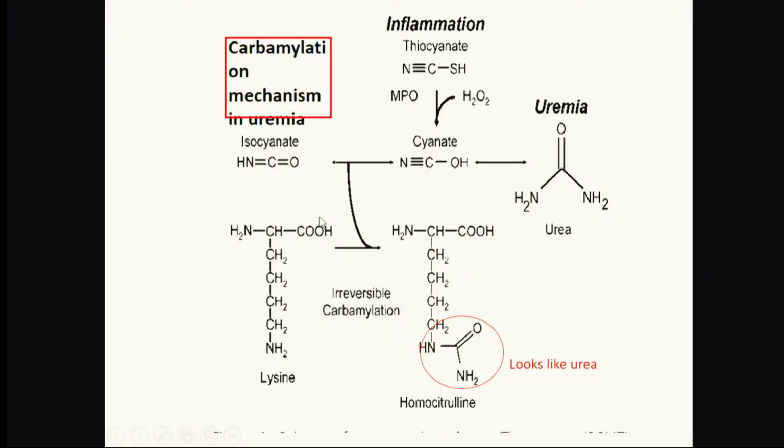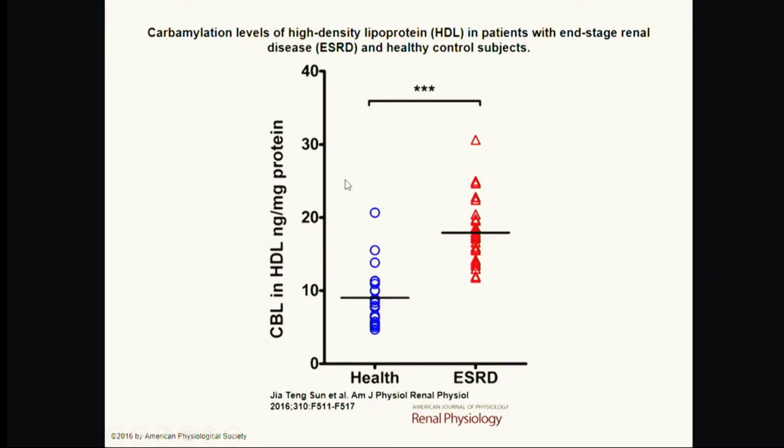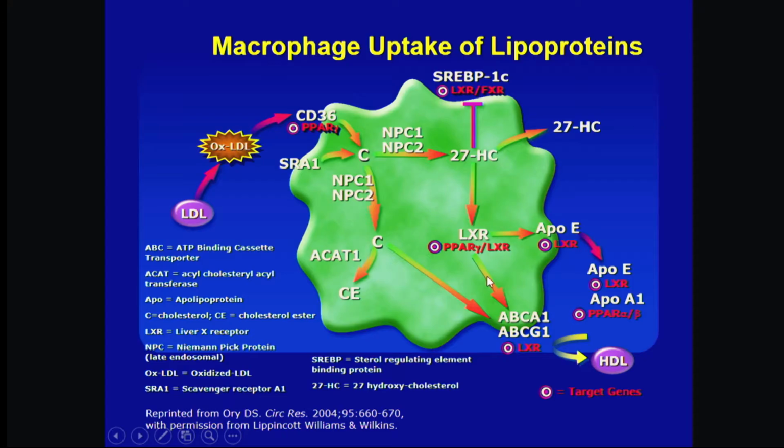So when HDL is carbonylated, it doesn't function as HDL. When LDL is carbonylated, it doesn't function. It becomes a target. This slide shows the amount of carbonylated protein compared to a healthy person's, just about twice as much. So this is the macrophage, which takes up all the altered lipoproteins, and the macrophage rests in the vessel wall.